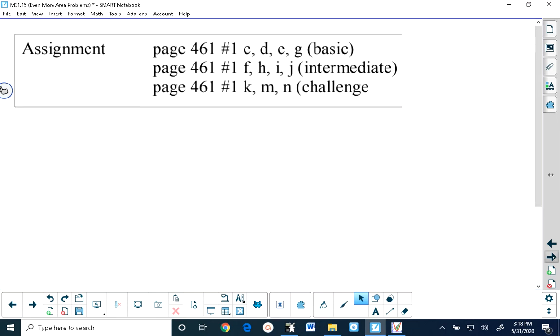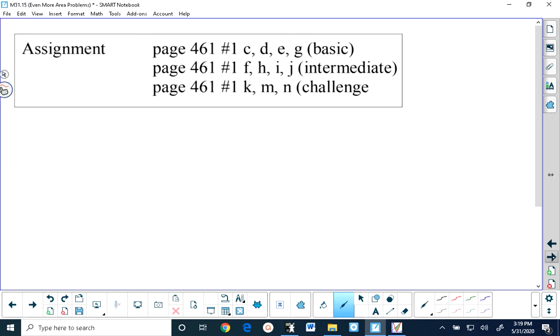There are a number of questions I've outlined in your handout on page 461, 1C, D, E, and G, or what I would call basic questions dealing with upper functions and lower functions. And then the rest of the questions are either intermediate or challenge questions.